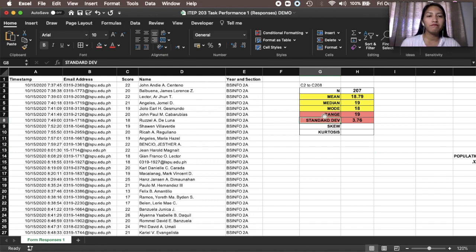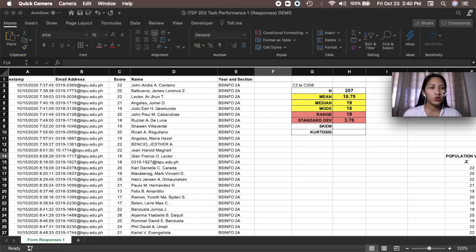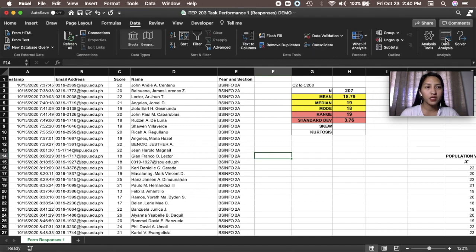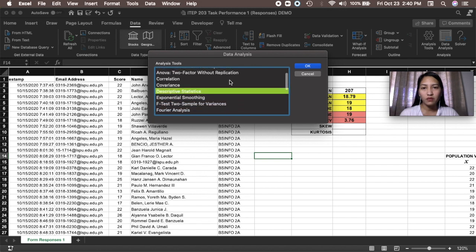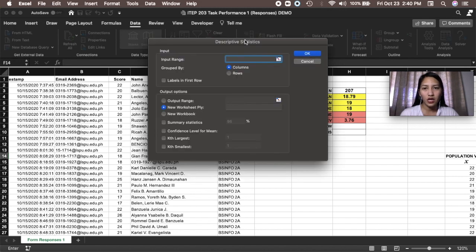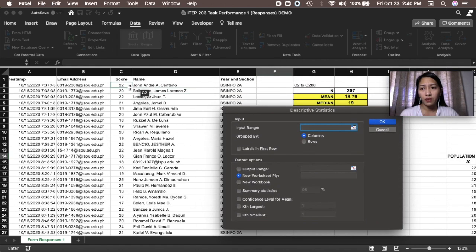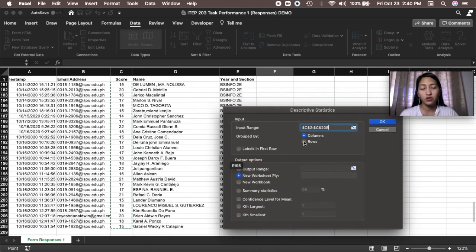So we have here range and standard deviation. Ayun. So, that's our range and our standard deviation. By the way, may isa pang way para makuha mo yung descriptive statistics. So, meron tayo dito. If you will go to our data tab and then data analysis, pwede ka dyan maghanap. Ihanapin mo dyan yung descriptive statistics and then press OK. Hahanapin lang niya yung input range. Ibig sabihin, ano yung data na pagkukuhanan niya ng descriptive statistics, which is C2 to C208. All you have to do is to drag.